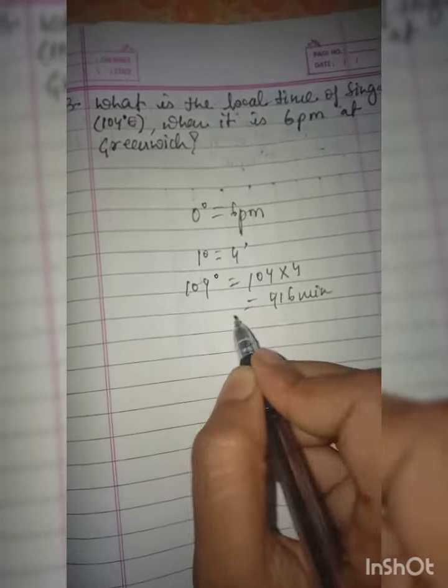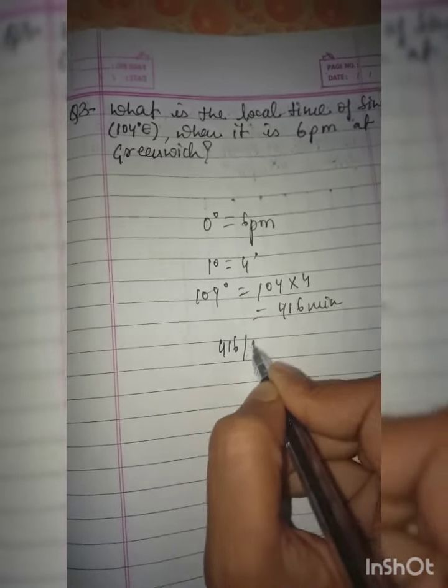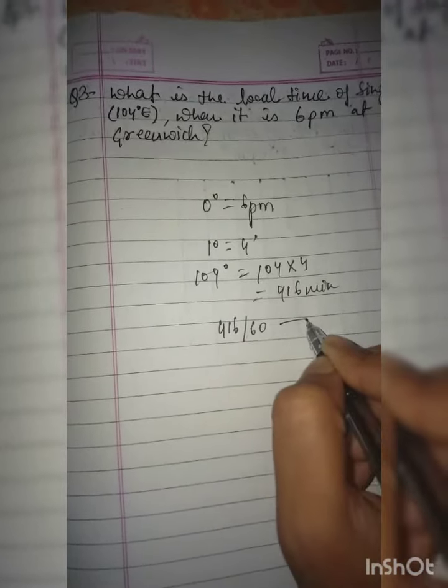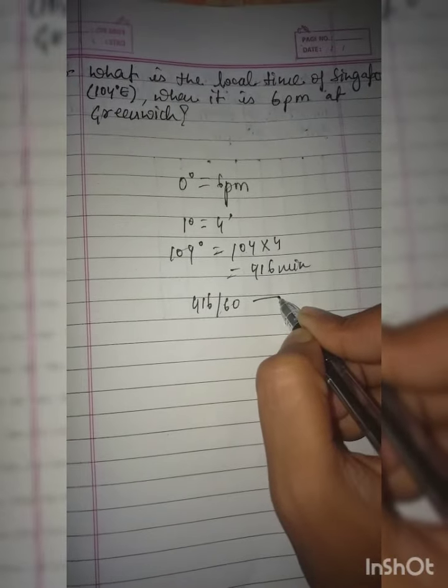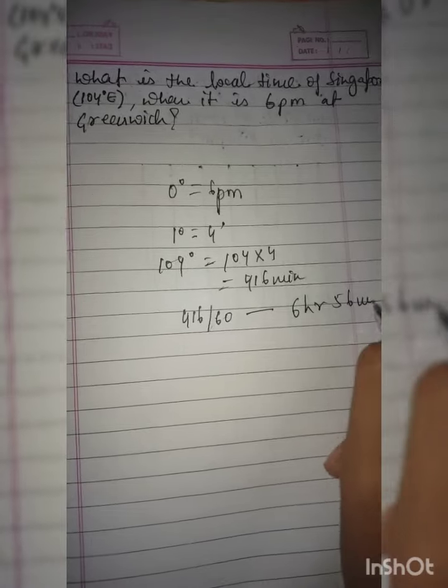Now the next step that is to be done is 416 divided by 60, just to convert it into hours. Then it will be 6 hours and 56 minutes.